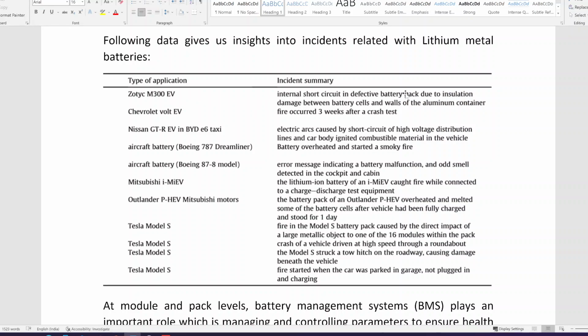In this case, the internal short circuit in defective battery pack due to insulation damage between battery cells and wall of the aluminum container. Fire occurred. In the second case, there was fire which occurred 3 weeks after a crash test. In the Nissan GT case, electric arc caused by short circuit of high voltage distribution lines and the car body ignited combustible material in the vehicle. In the Boeing 787 Dreamliner, I think this was quite old, battery overheated and started a smoky fire.